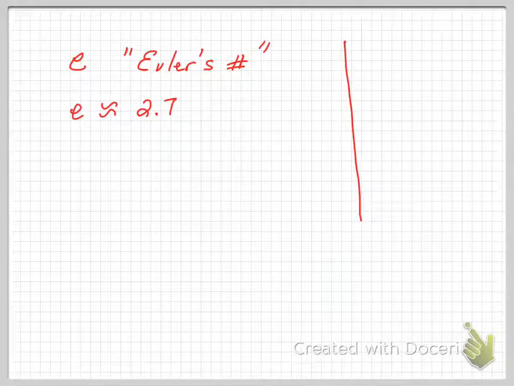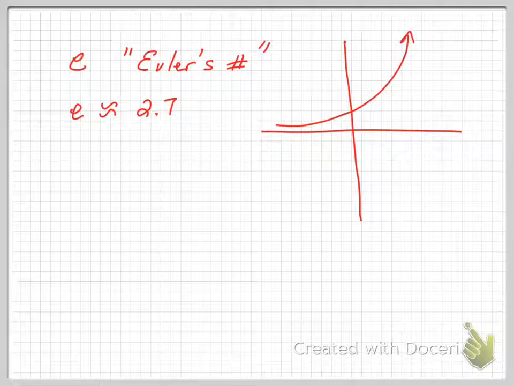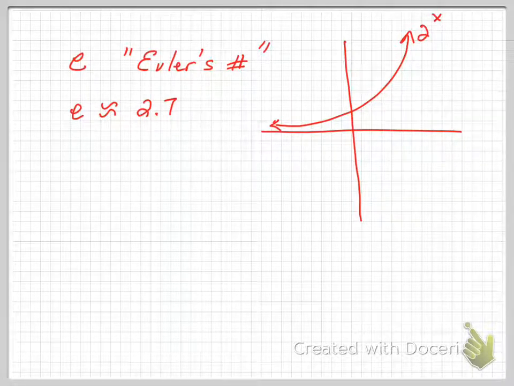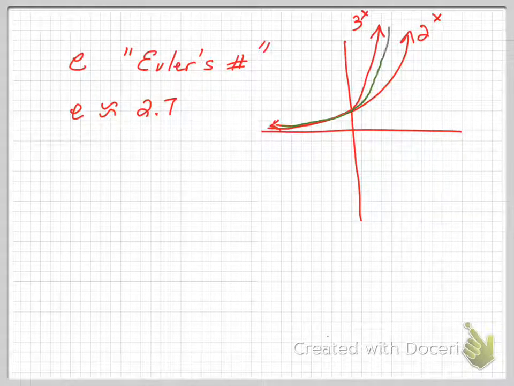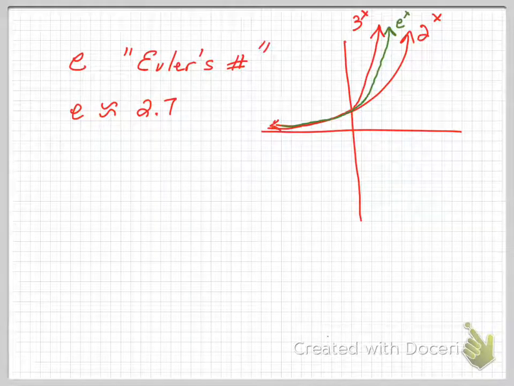So if this were the graph of 2 to the x, then this would be the graph of 3 to the x. Then e to the x comes right there between them. So e to the x is going to be right there. So you don't treat it any different than you would a 2 to the x or a 3 to the x. It's just a special number. So now you know how to graph e to the x.